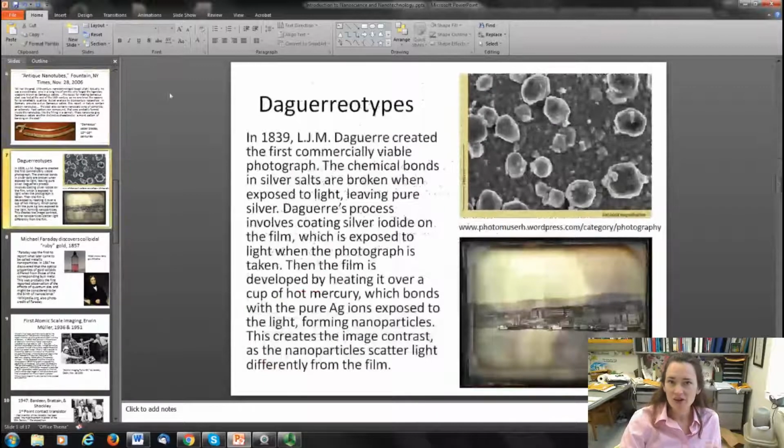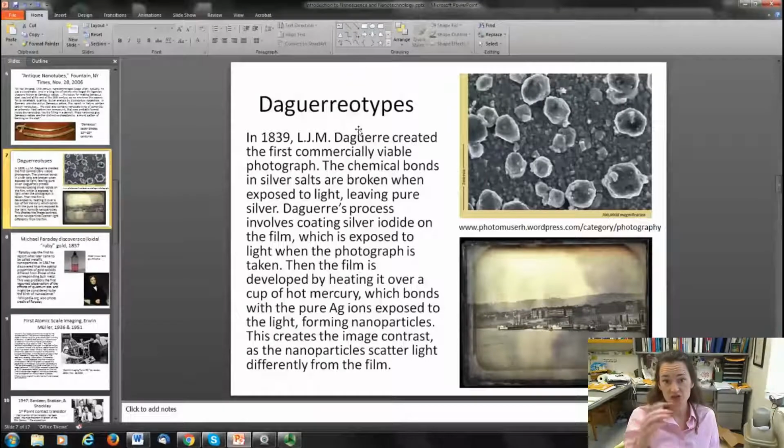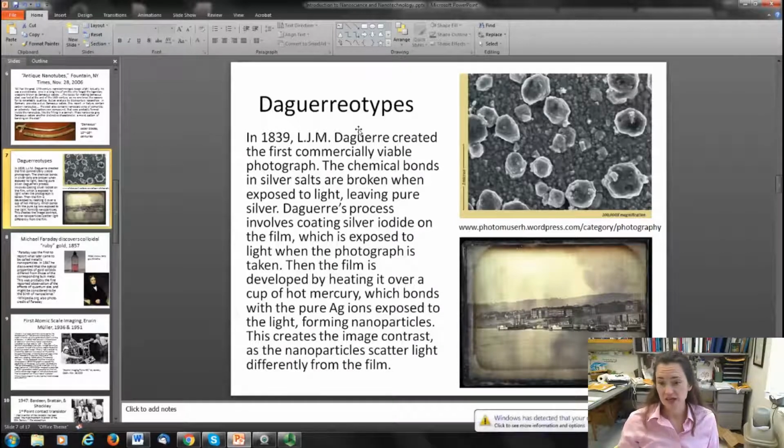So if you jump forward a few hundred years, daguerreotypes were also due to the formation of nanoparticles. In 1839, Daguerre created the first commercially viable photograph, and the chemical bonds in the silver salts are broken when they're exposed to light, leaving pure silver. Daguerre's process involves coating silver iodide on the film, which is then exposed to light when the photograph is taken, and then the film is developed by heating it over a cup of hot mercury, which bonds with the pure silver ions exposed to the light and forms the nanoparticles. And that creates the image contrast as the nanoparticles scatter light differently from the film.